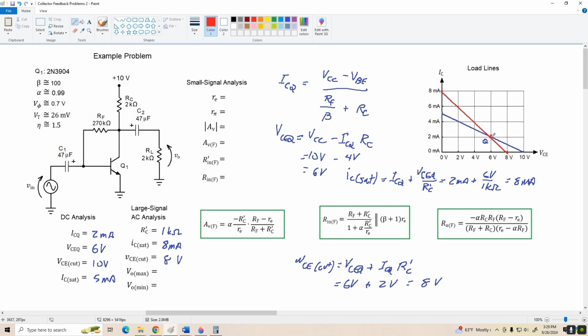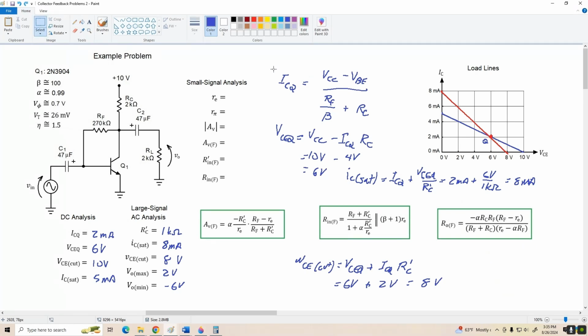It goes through the Q point here, and we can see that VO max is going to be VCEQ over R prime C, and that was 2 volts. Let me go back to blue. So we've got 2 volts for our positive clipping point. VO min is negative VCEQ, so that's negative 6 volts. That's our negative clipping point. And there's a quick review of DC and AC load line material. We haven't looked at that for a while, so that's kind of useful here.